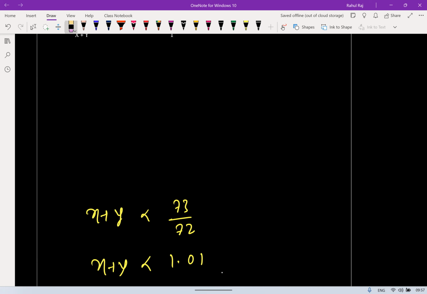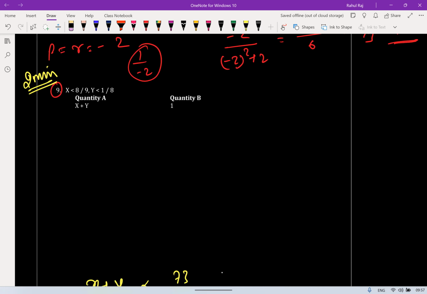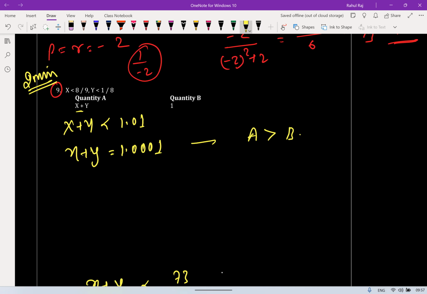No, but the point here is, Alexa, it says x plus y. After we have solved this, we have got x plus y is less than 1.01, let's say. Oh, it's less than 1.01. Yeah. There could be a number, because between 1 and 1.01 there are lakhs of numbers, Alexa. So I can say that the x plus y value is 1.0001, which is technically greater than 1.